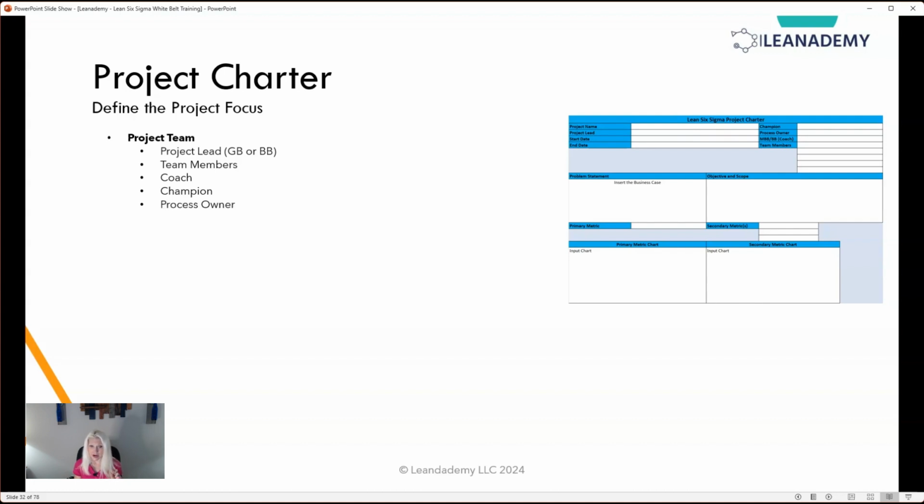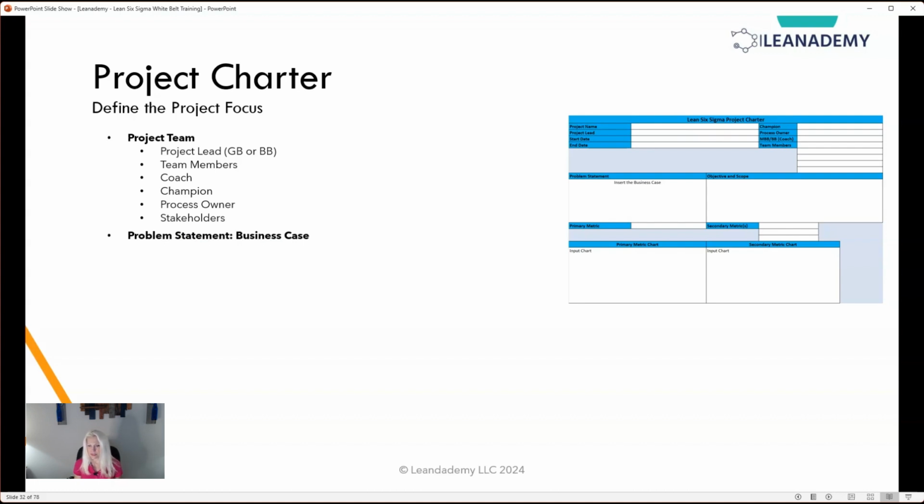You have your process owner. Every process has a process owner. Then we have stakeholders who, once we fix this process, it's not going to just affect the people doing the process, but there are stakeholders that this will affect. So now we start to look at a problem statement, right?